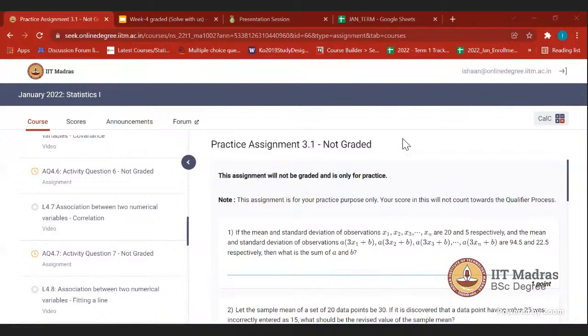In the correlation coefficient, if my value is 0.55, is it moderate? Yeah, it is, because it's in between 0.5 and 0.75. So it's moderate.